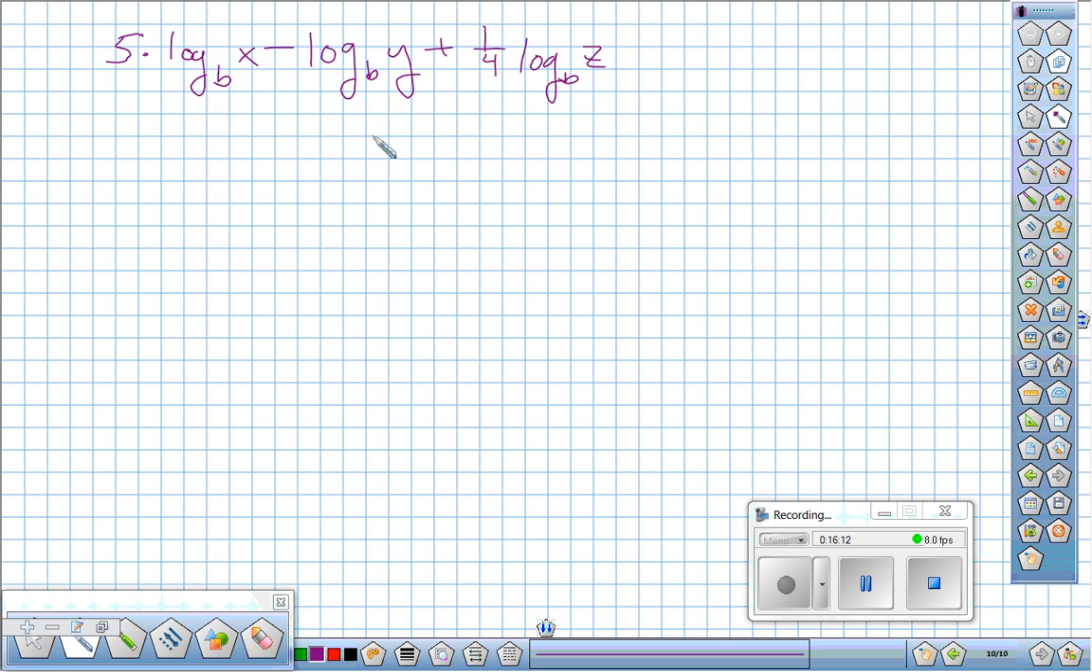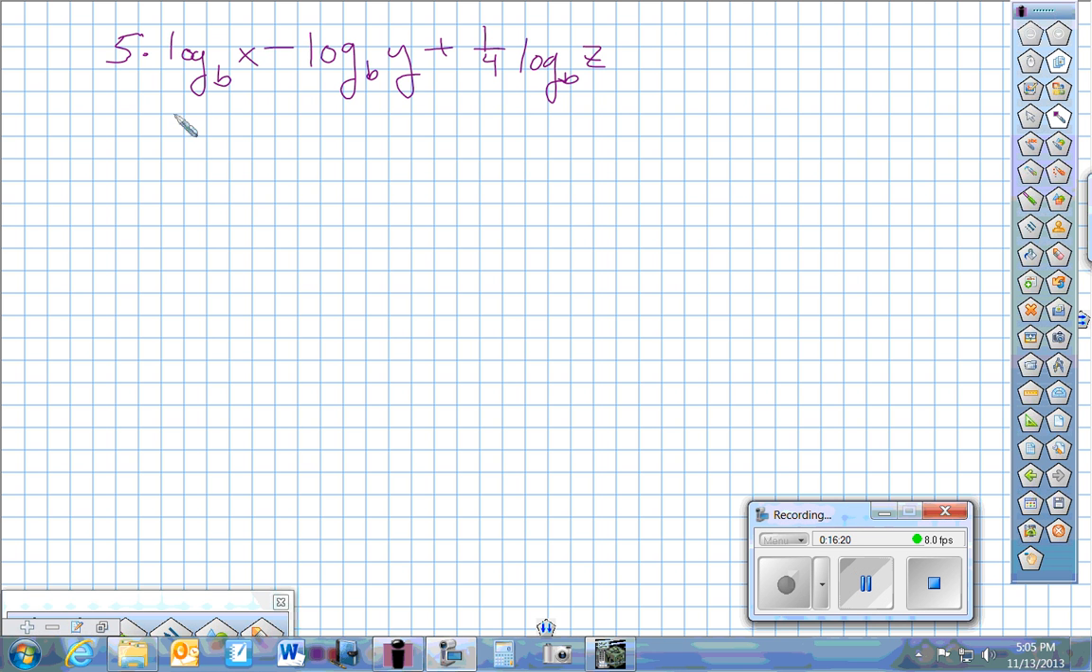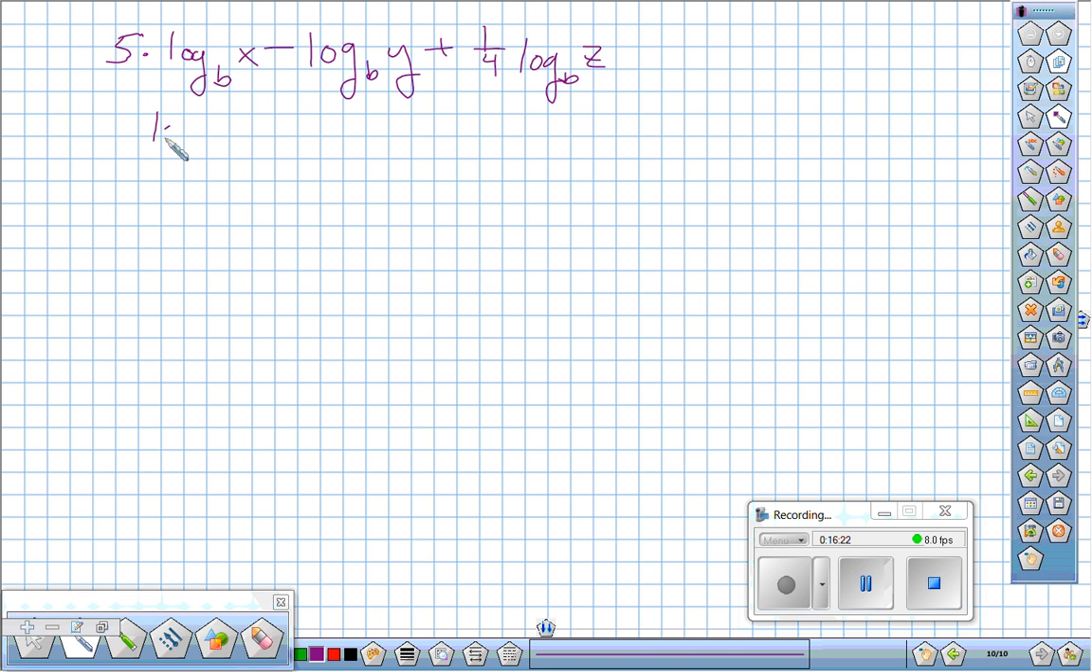So the first thing I'm going to do is rewrite these all as exponents. Okay, so I go through and rewrite them as exponents. I will have log base B of x to the 5th minus log base B of y plus, instead of 1/4, I have log base B of z to the 1/4, which when we get to the end, we will rewrite that as the 4th root of z. Either way is acceptable though. Then I will rewrite it.